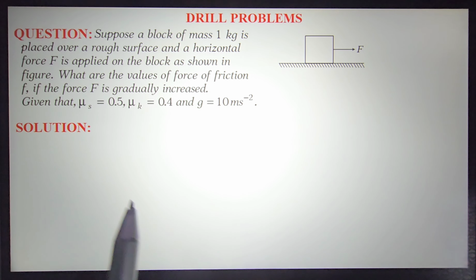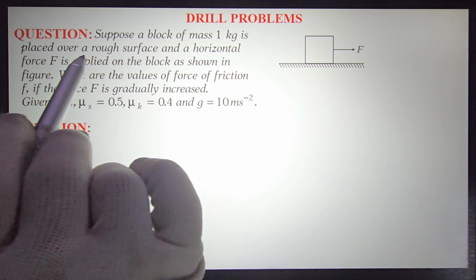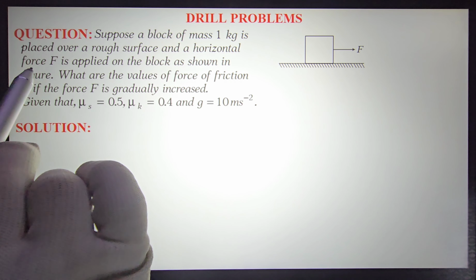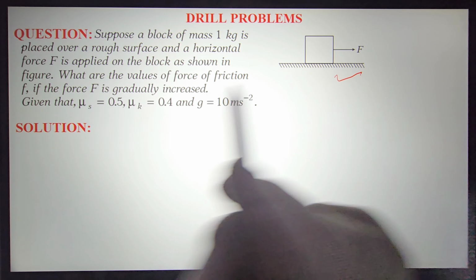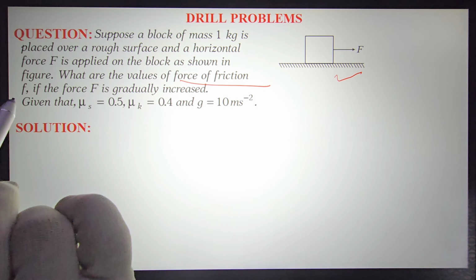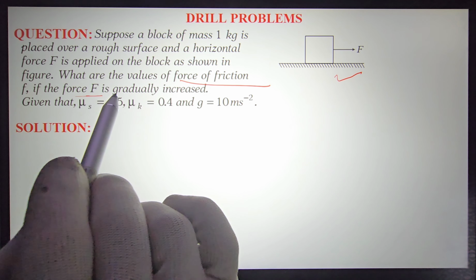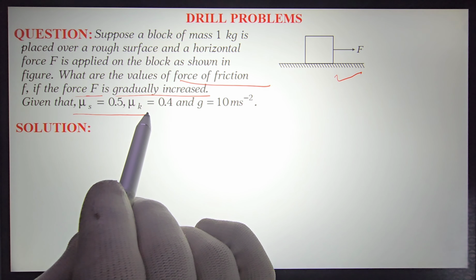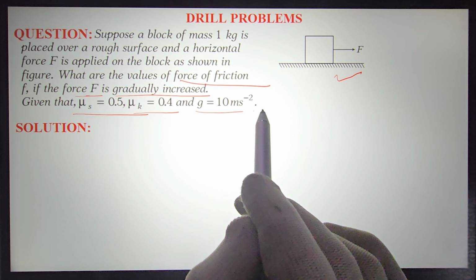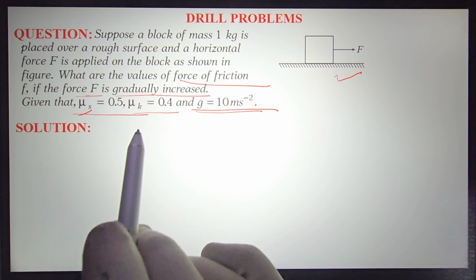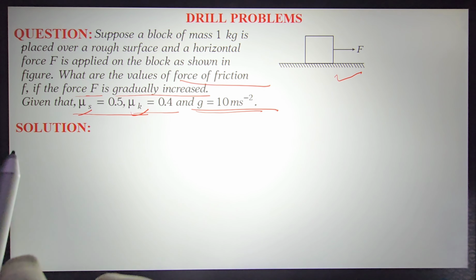See, number one drill problem is, suppose a block of mass 1 kg is placed over a rough surface and a horizontal force F is applied on the block as shown in this diagram. OK, what are the values of force of friction f if the force capital F is gradually increased? You are given this value, mu s is equal to 0.5, mu k is equal to 0.4 and g is equal to 10 meter per second squared. Means this is static friction coefficient and this is kinetic friction coefficient. OK, now how to solve this?